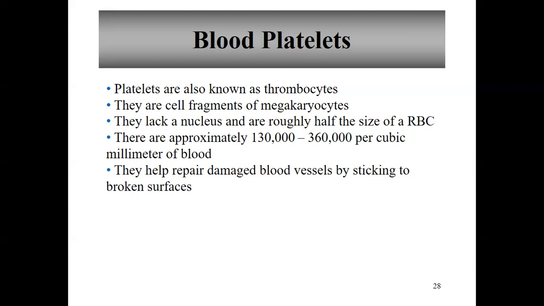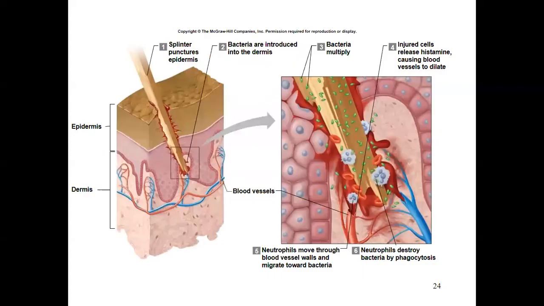The blood platelets, or the thrombocytes, help to repair damage in the blood vessel by sticking to broken surfaces. So if we go back to that image that we saw here, you have a vein that's been damaged. The blue one is the vein. The red one is the artery. In between these small ones, these are capillaries.